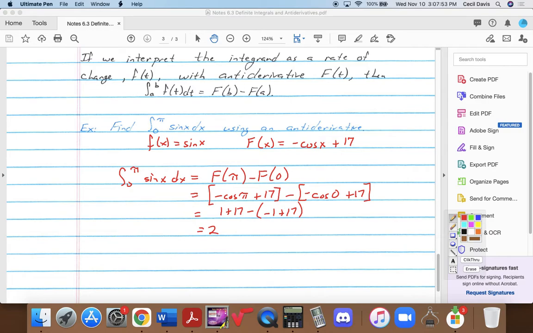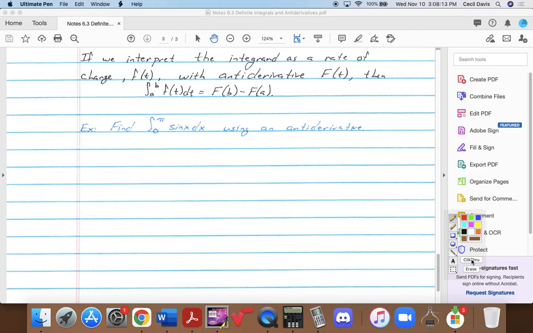It's very interesting to me that with a width from 0 to pi and a weird curve like sine of x, the area underneath it is 2. It's a tough room today. All right. So that's all of that.